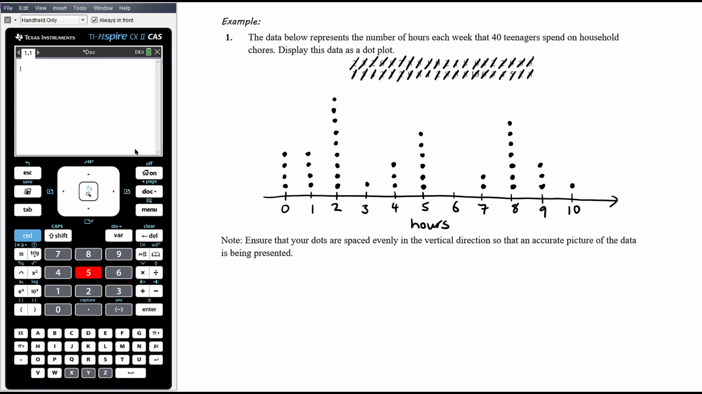Nice and quick and easy to construct, as I said, because you don't need to organise or sort the data first. You can just plot each point as it comes.